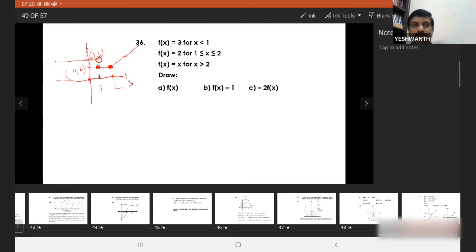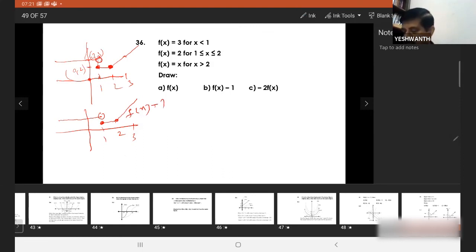So draw f of x minus 1, and minus 2 times f of x. So children, f of x is this. f of x minus 1 means you should come down by 1 unit. Everywhere you should come down by 1 unit. So first of all, if you come down by 1 unit, the graph will be like this. So this is 0, 2. It moves up to 1 like this. Okay, and further down by 1 unit. If it is 3 like this, it moves up. So this is f of x minus 1.